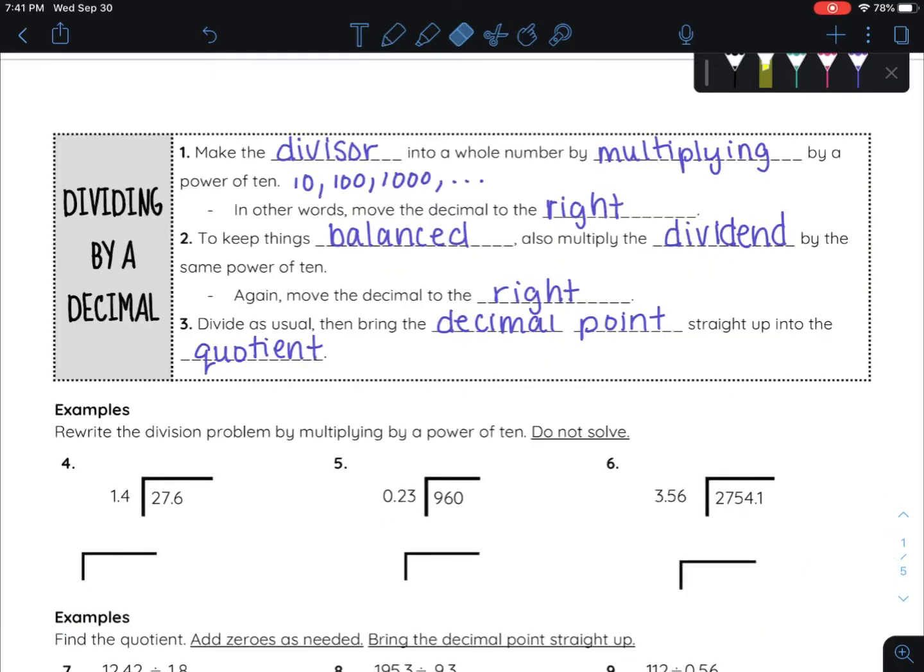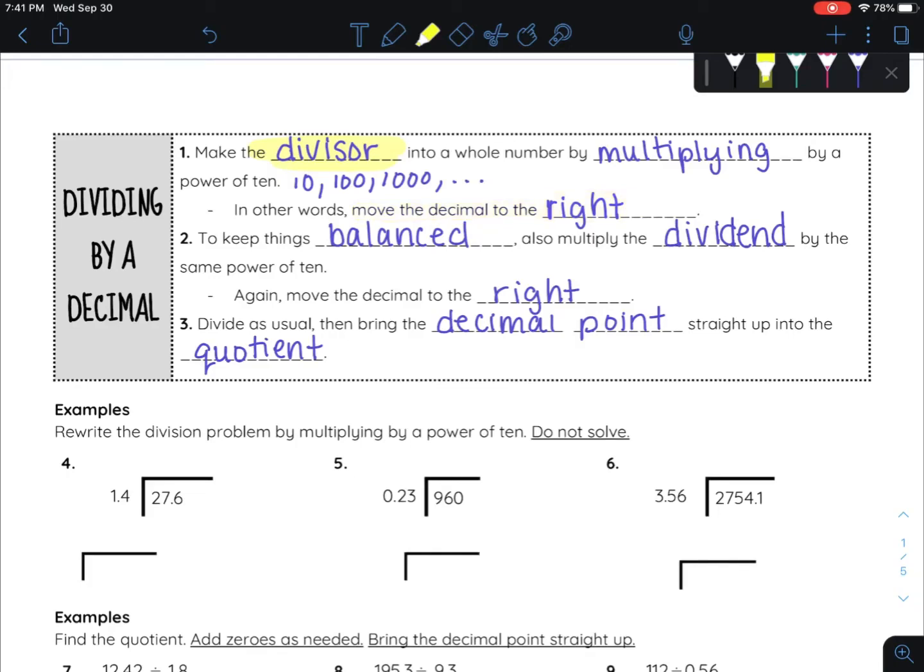All right, so the next thing is when our divisor is a decimal, meaning that we're dividing by a decimal. So in this situation, what we do is we turn the divisor into a whole number. Technically, what we're doing is multiplying by a power of 10. And a power of 10 is like 10, 100, 1,000, 10,000, keep going. But really all you're doing is moving the decimal to the right, however many places, to turn the divisor into a whole number.